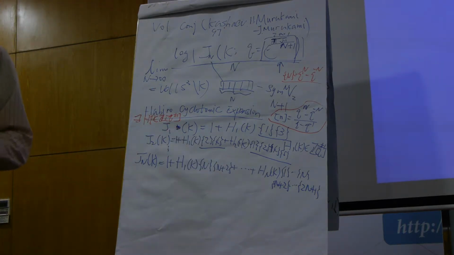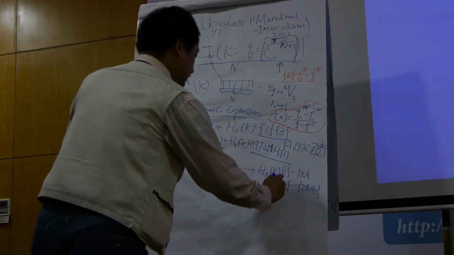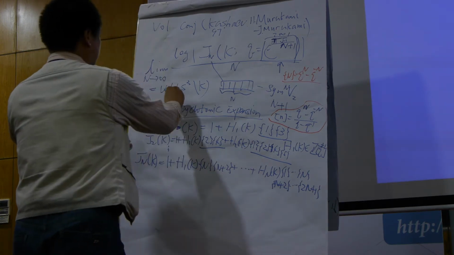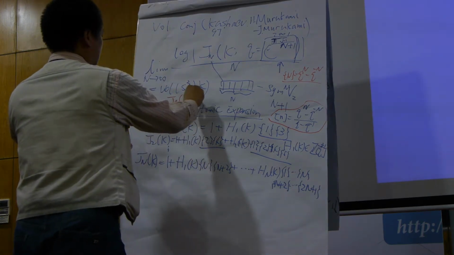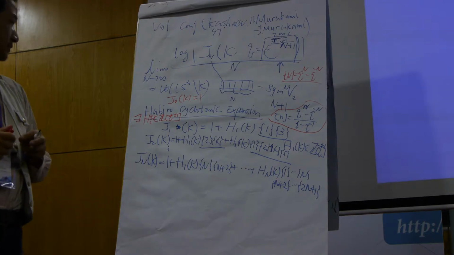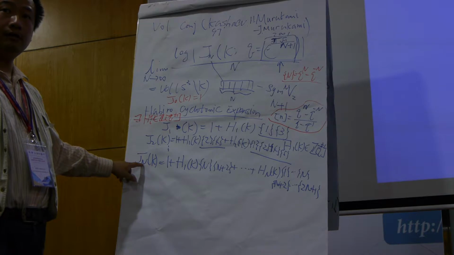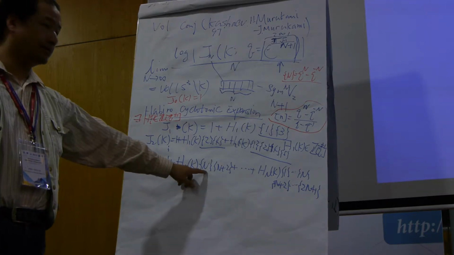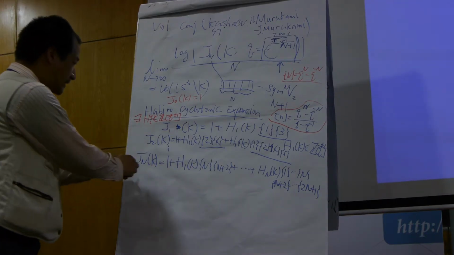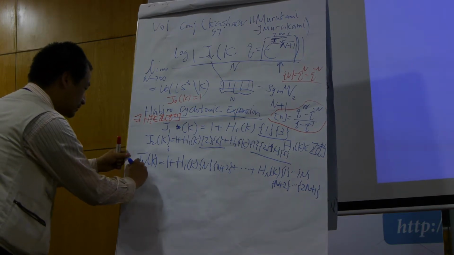What is your normalization here? The normalization is J0 is 1. Then you cannot have n in the middle of the cyclotomic expansion. This n means n plus 1 dimensional. This is n plus 1 dimensional.